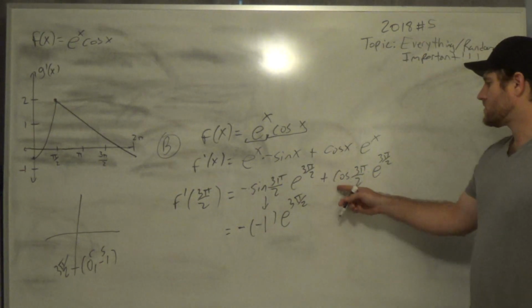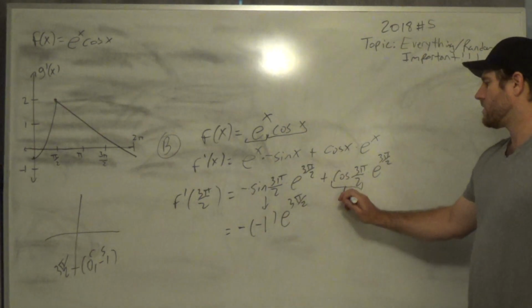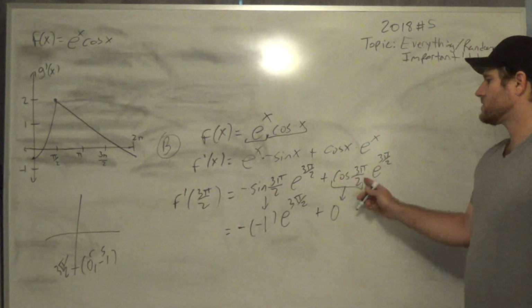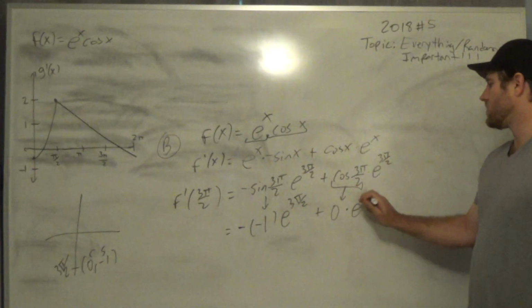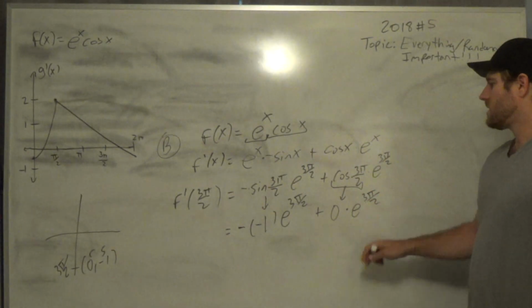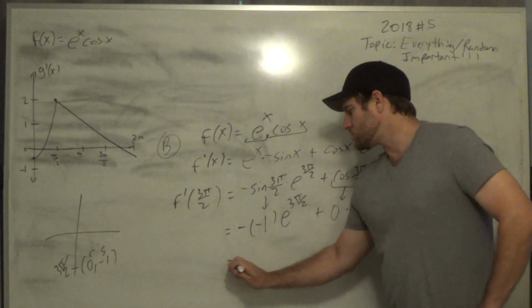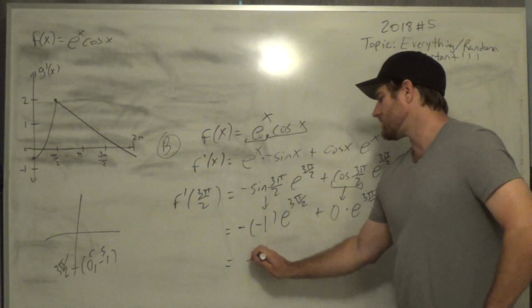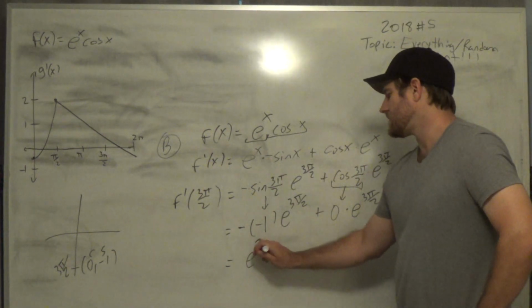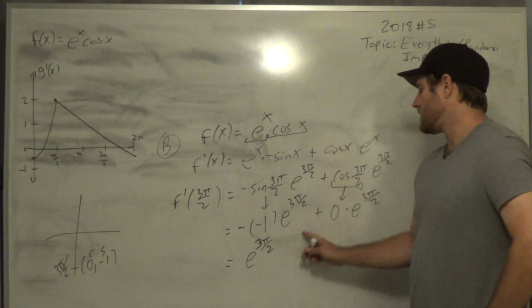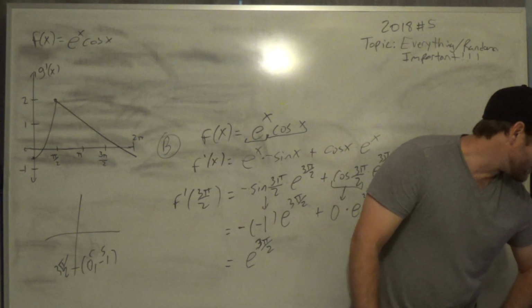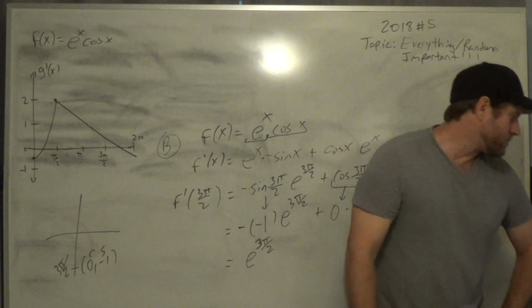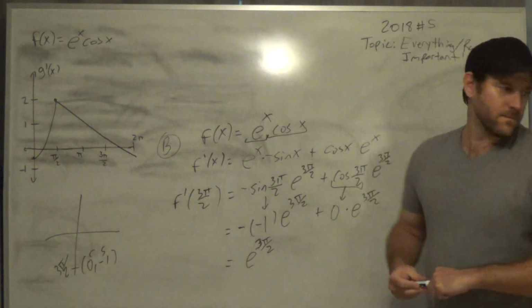Over here, this is 0. Cosine of 3 pi over 2 is 0, and 0 times anything goes away. So if you wanted to simplify it, which you don't have to, negative times a negative is a positive, here you get e to the 3 pi over 2, and that all goes away. And that is your final answer. I'm just double checking to make sure it's right, e to the 3 pi over 2. Great, and that is the end of part B.